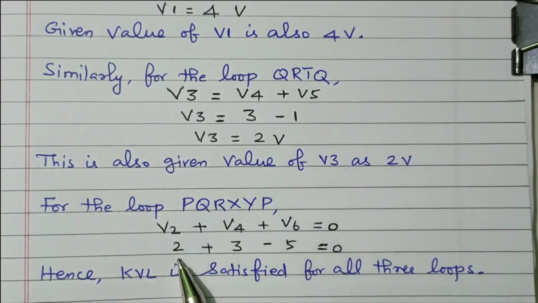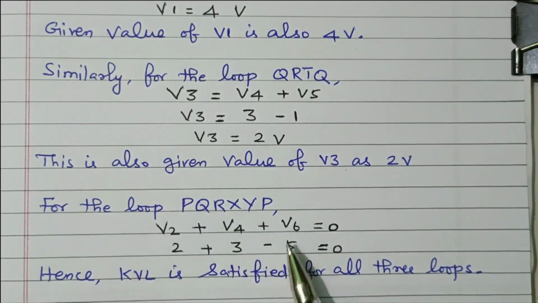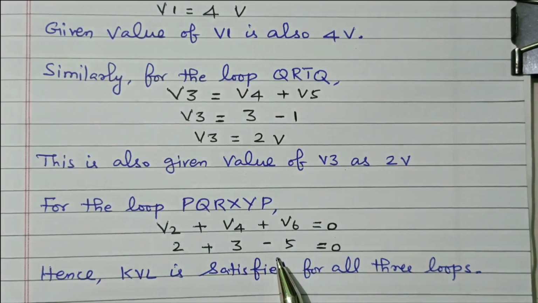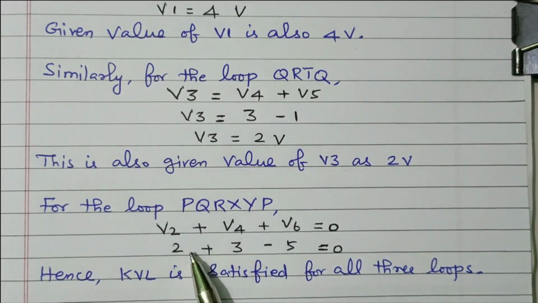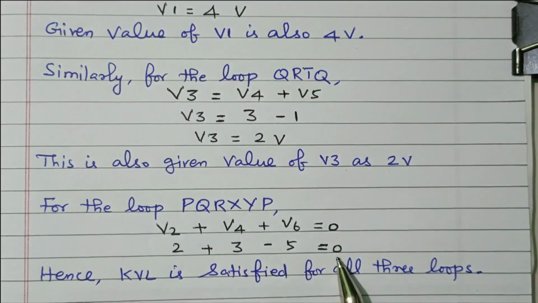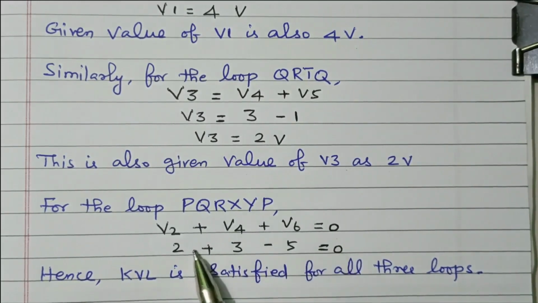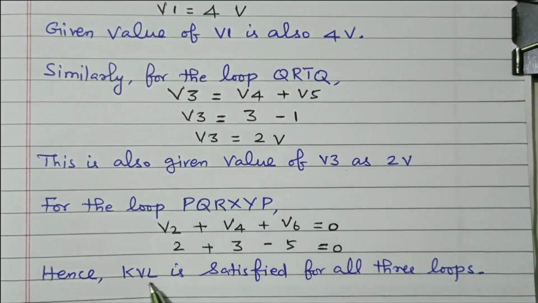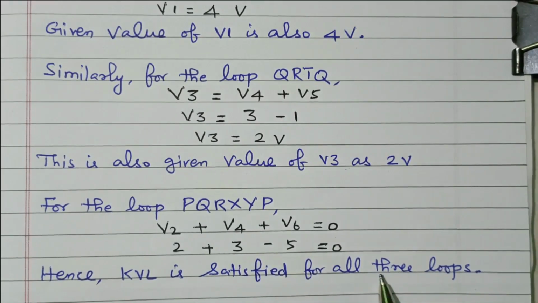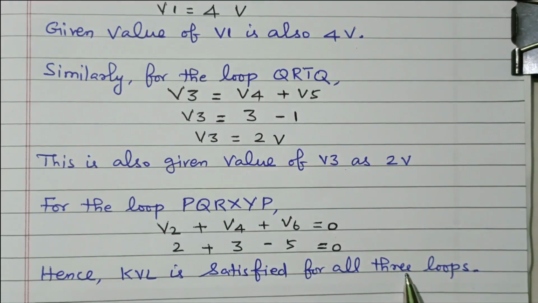So V2 is 2 volts, V4 is 3 volts, V6 is minus 5 volts, right? It is given in the problem itself. So 2 plus 3 is 5, 5 minus 5 is 0, right? So the equation is satisfied. Hence KVL is satisfied for all 3 loops, right? So we verified Kirchhoff's voltage law for all the 3 loops.